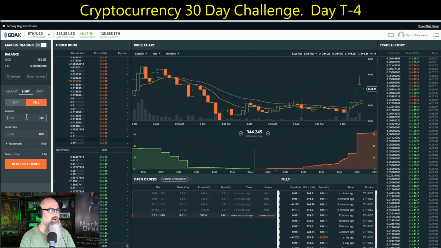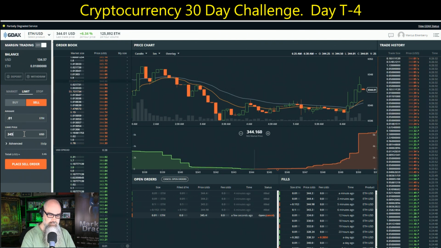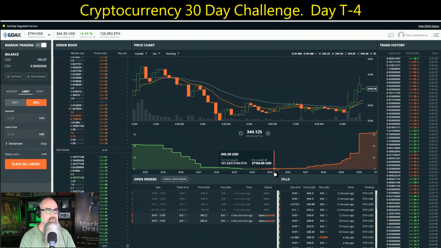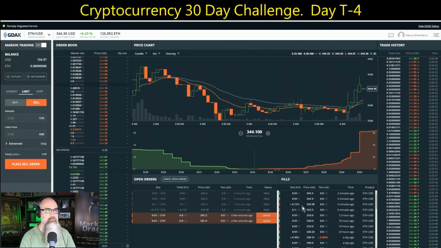Okay, now I'm going to place this other one. I've got another one here. And I'm doing 0.01 just because it'll allow us more trades and allow us to play with this some more. And then this other one is going to be 345.20. I'm just going up $1 on each one of these. And so here they are. They're both for sale here. And when the transactions happen, you'll see them here.